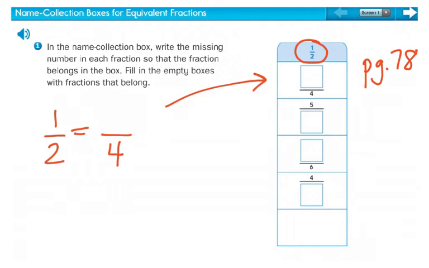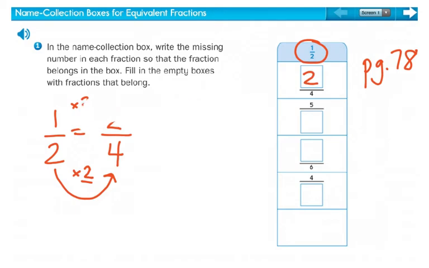Now what they've done in the first example is to give it fours. What they're going to do is say, what did you multiply 2 by to give you 4? So 2 times what will give you 4? Well, 2. Whatever you multiply the bottom by, you're going to multiply the top by. So if I multiply the bottom by 2, I'm going to multiply the top by 2. That gives me an equivalent fraction.